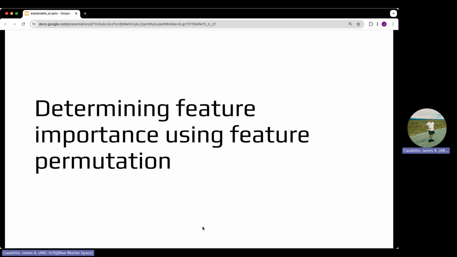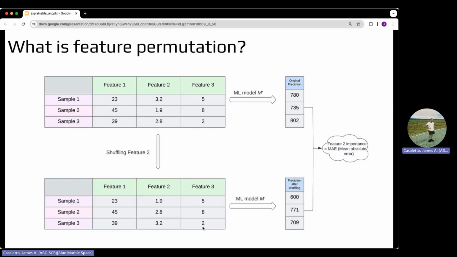In this last section, we discussed using feature permutation to determine feature importance. What is feature permutation? Permutation feature importance is a technique used to measure the importance of individual features in a predictive model based on the decrease in the model's performance when the values of each feature are randomly shuffled. This method is model agnostic, meaning it can be applied to any machine learning model and is straightforward to understand and implement. Here's how it works at a high level.